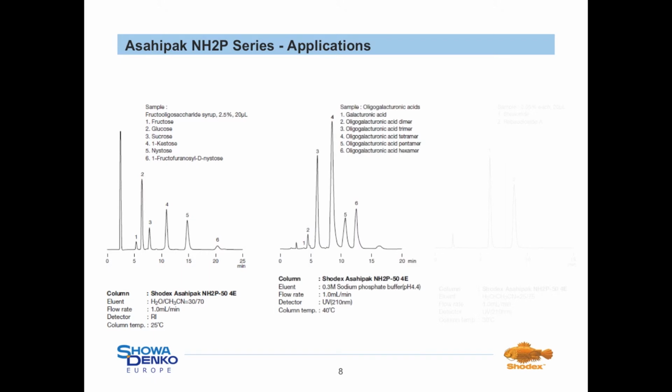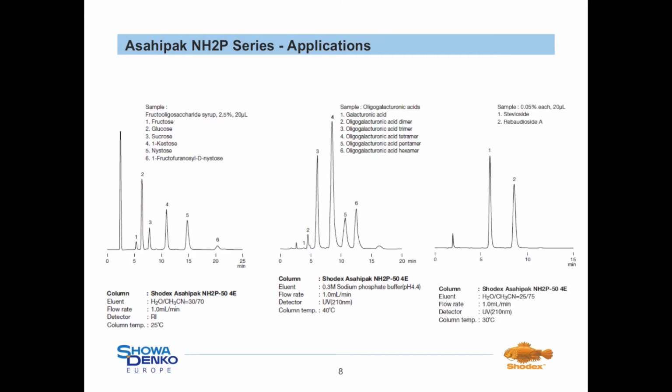In the middle, an example is shown which emphasizes the successful separation of oligogalacturonic acids, i.e. oligosaccharides, based on the quite large pore size of 100 angstrom. The example on the right shows the separation of sweeteners like stevioside and rebaudioside A, which are commonly used in soft drinks.